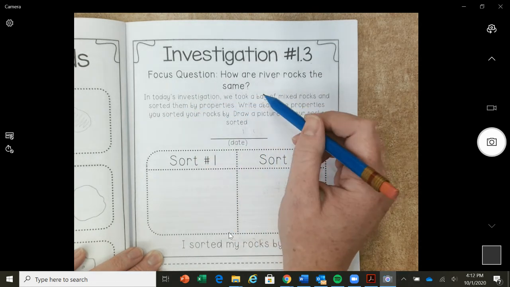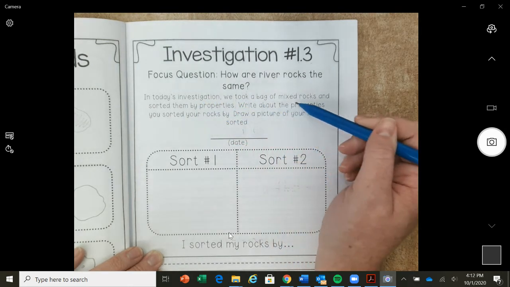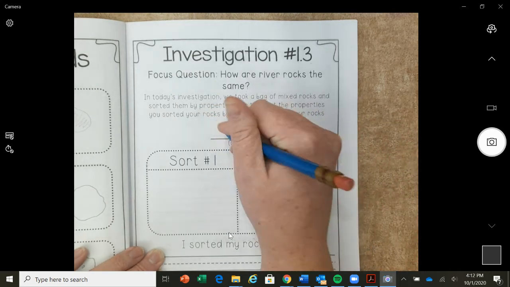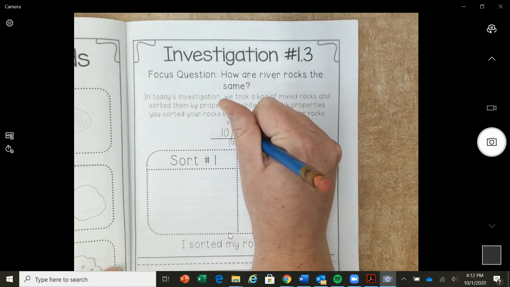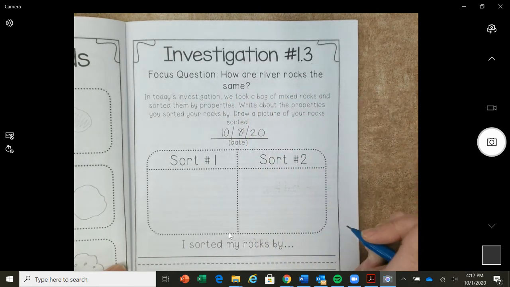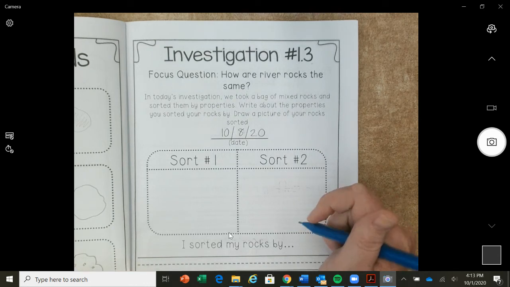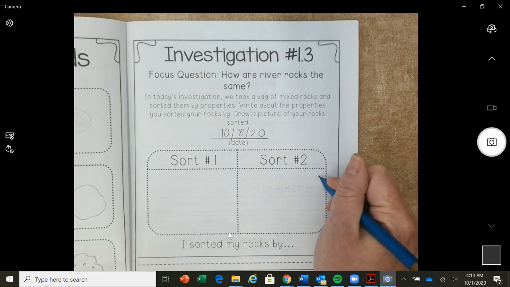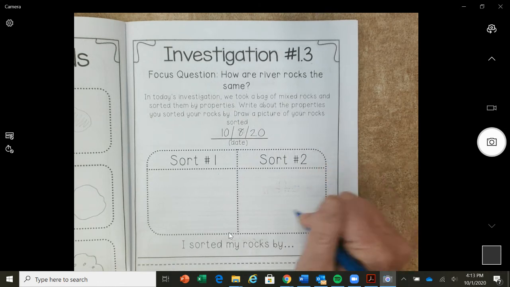In today's investigation, we took a bag of mixed rocks and sorted them by properties. Write about the properties you sorted your rocks by. Draw a picture of your rocks sorted. So I'm going to write the date. It is 10-8-20. And I want you to sort your rocks any way you want to. You're going to sort them one way, like I did when I did big, medium, and small. And then you're going to sort them a different way, like when I did cream colored versus black and white colored. So you get to decide.